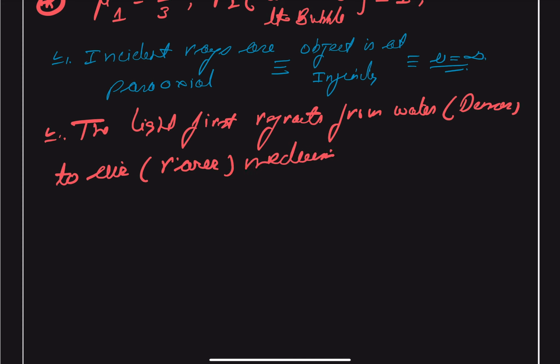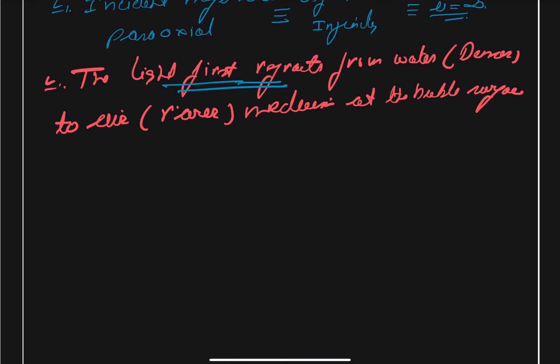Medium at the bubble surface. So this is when the light is going to refract the first time, and we have to find out the image due to the first refraction and the final position of the image after the second refraction. So these are the two things we are supposed to find out. So let us consider our first refraction.